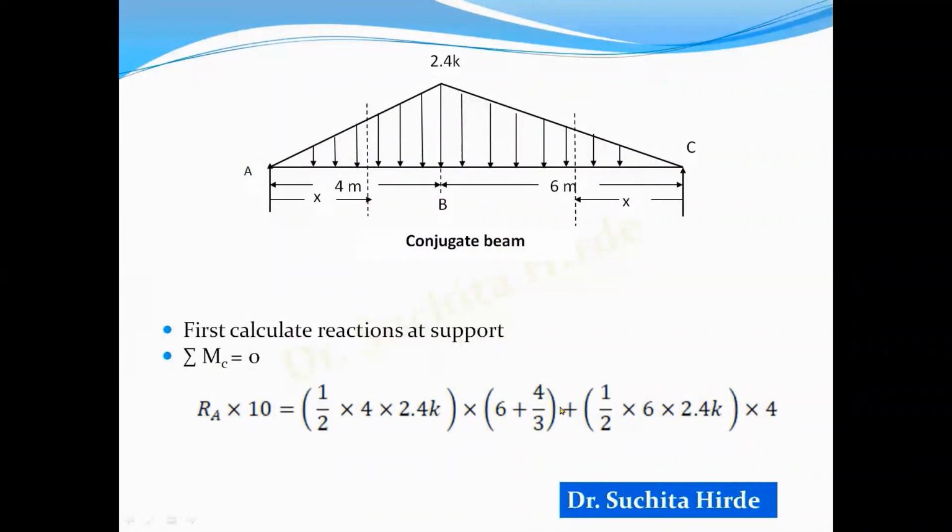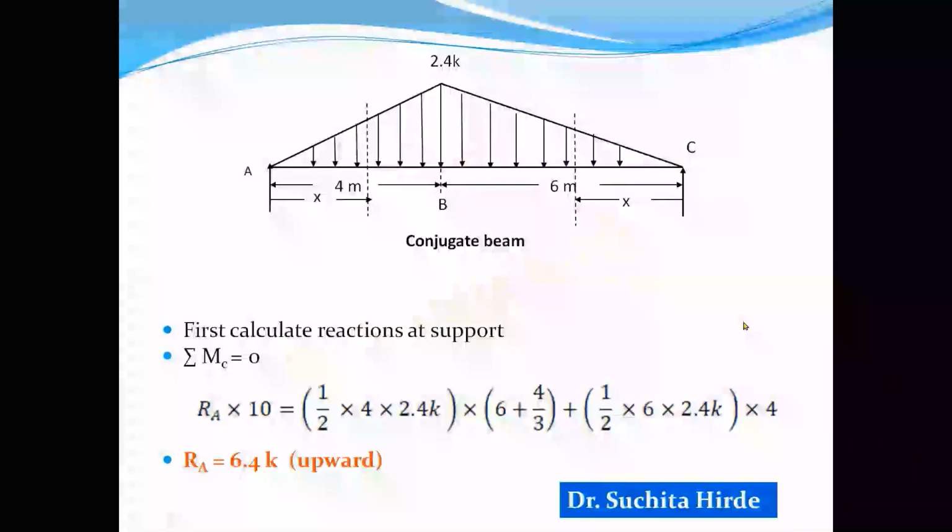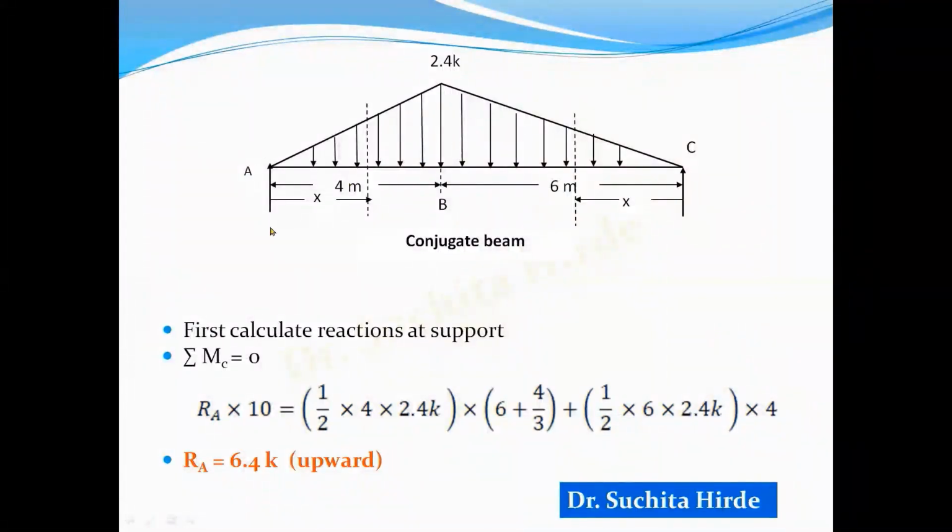If you calculate this, you will get the reaction at A equal to 6.4 K, which is upward. Since the load is downward, the reaction is upward. So this is how we can calculate RA. Now we want RC. So how can we calculate RC?